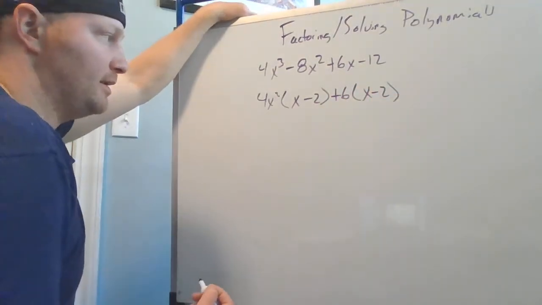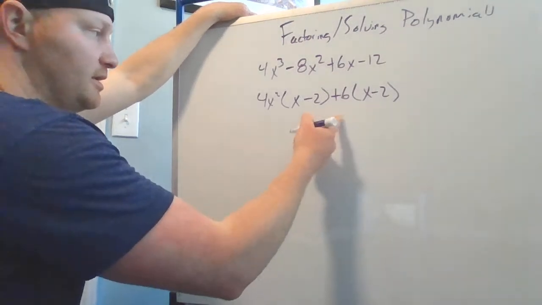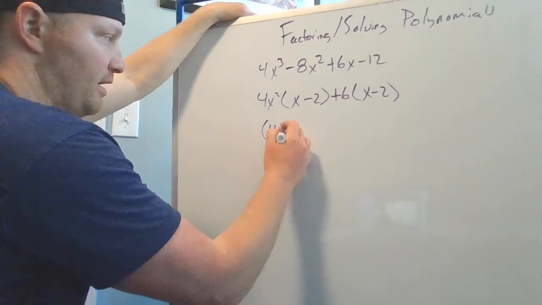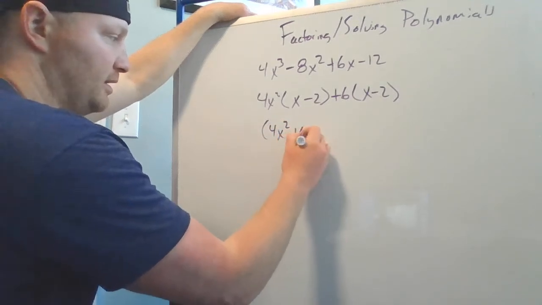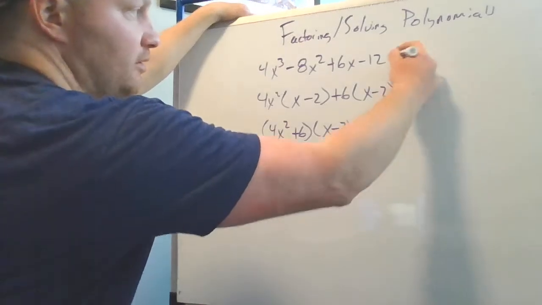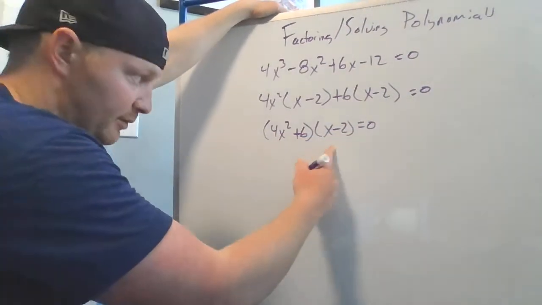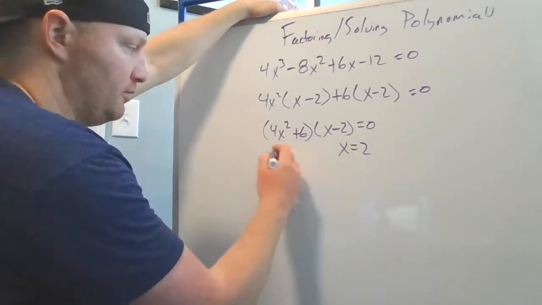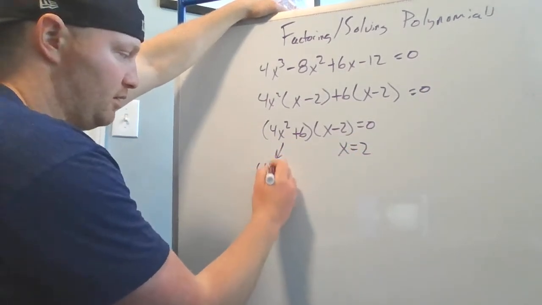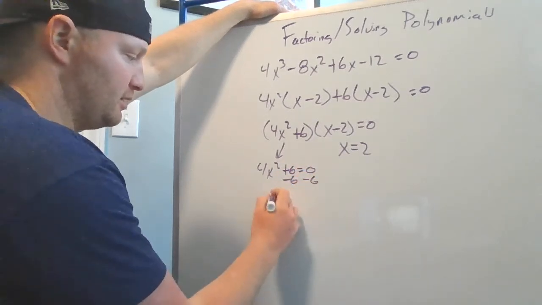Okay? Now, let's keep going. So when I do this, I know that this is going to be 4x squared plus 6, times x minus 2, equals 0. Okay? Now, again, pretty simple. We know this one is x equals 2. A little bit of work: 4x squared plus 6 equals 0. Subtract 6.